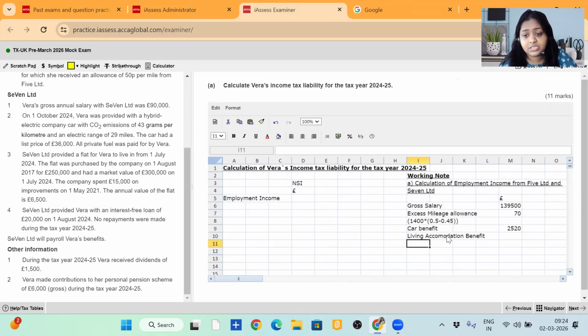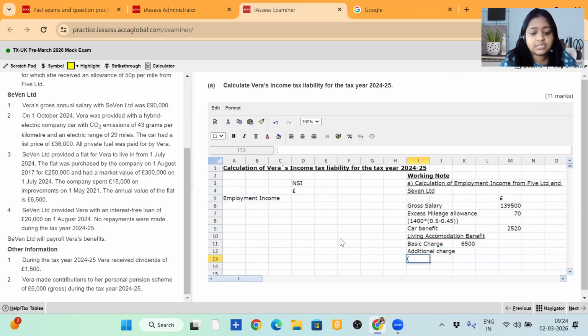But we need a basic charge also, so I will do the working here only. The company spent 15,000 on improvements on 1st May 21. When you take the cost, then the improvement becomes very important. So here I'll not take improvement also. In market value, we don't add improvement, correct? The annual value of the flat is 6,500. So here I will write basic charge. Basic charge will be 6,500, right? And then I will write additional charge.